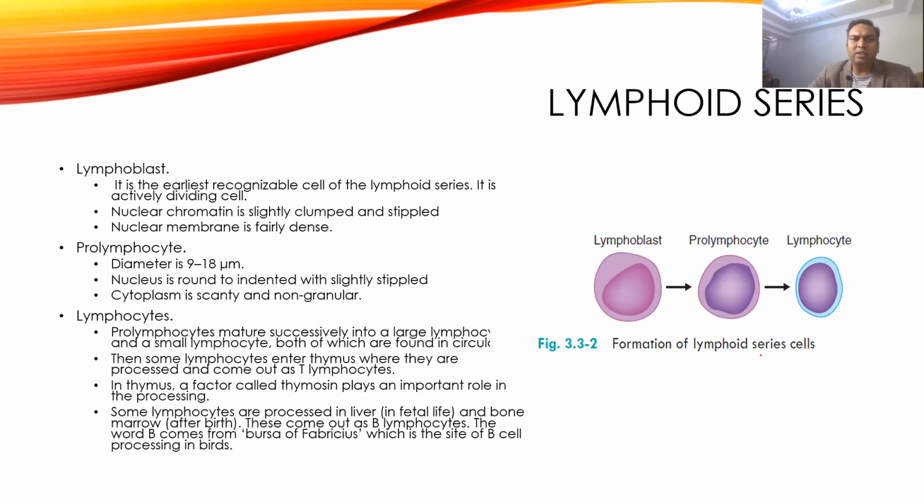Then come to the lymphoid formation. It will form from lymphoblast. From lymphoblast it goes to the prolymphocytes, and from there it will form lymphocytes. So whenever the development keeps occurring, the size of the cell keeps decreasing and the basophilic chemicals increase within the cytoplasm.